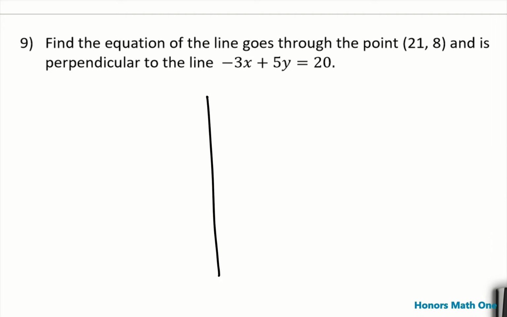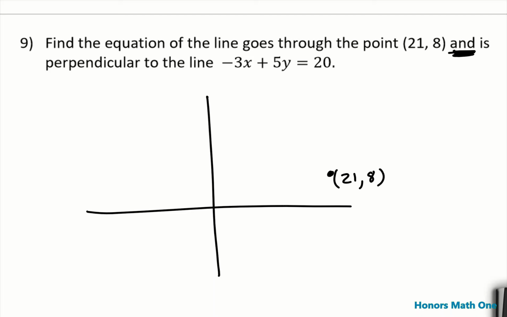So here's some point at positive 21 and then positive 8. So here's this point right here. This point is at 21 comma 8. So I'm trying to find the equation of a line that goes through that point, and it has another property, right? It has to make a right angle. It has to be perpendicular to the line negative 3x plus 5y equals 20.